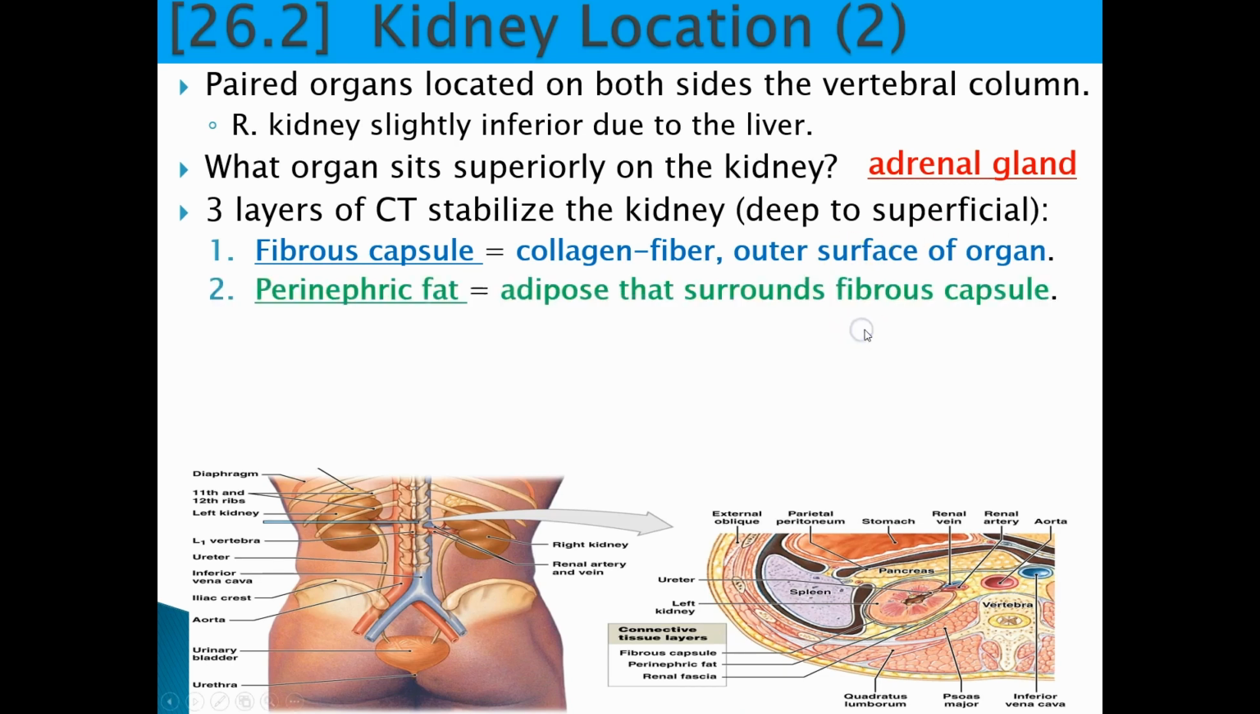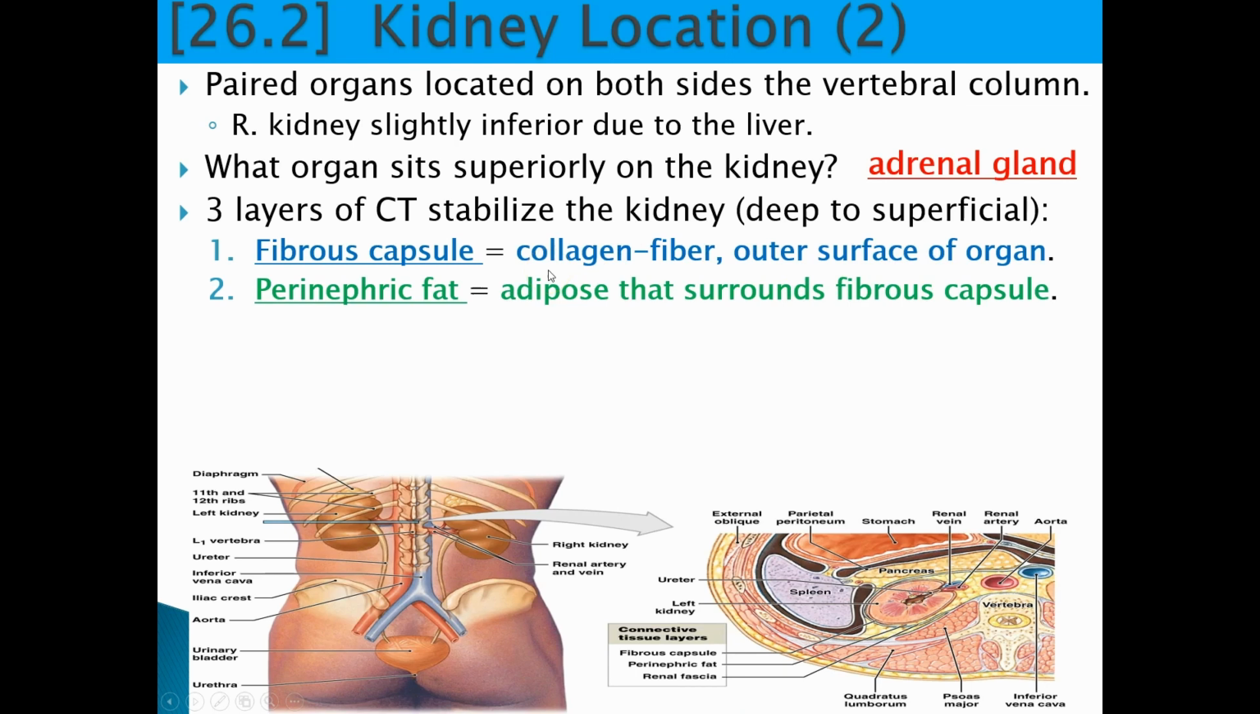Then what we have is something called perinephric fat. If you're looking down here, they show you the capsule, and the capsule is literally the outer region. Perinephric fat is going to be superficial to this. Perinephric fat is adipose that surrounds the fibrous capsule, so it is superficial. And as we know, it functions in insulation just like all fat does. All right, so this is a supportive insulatory material.